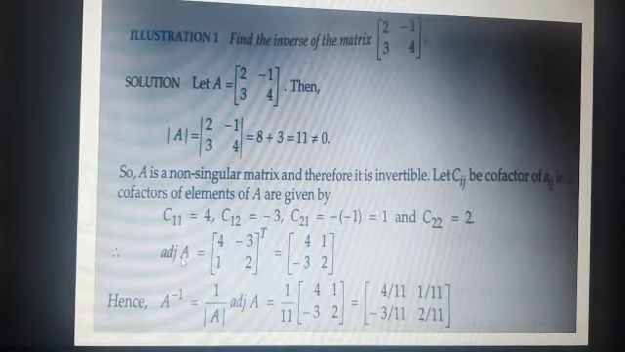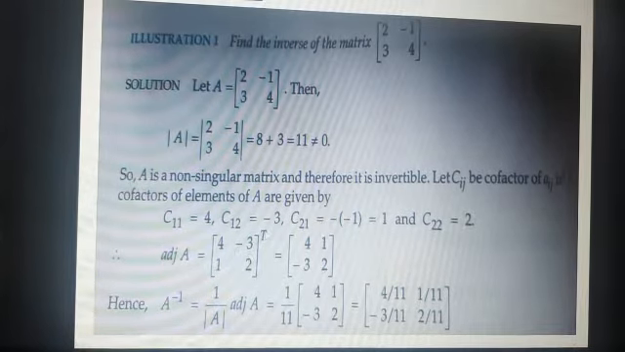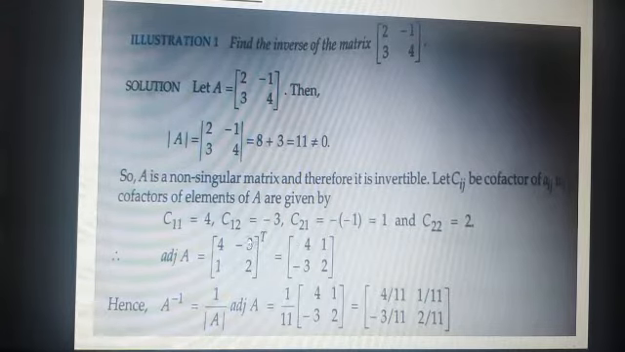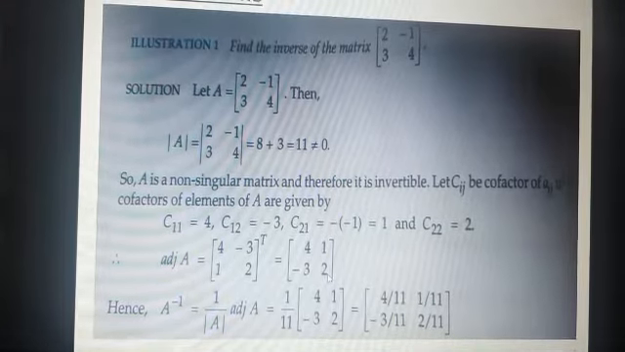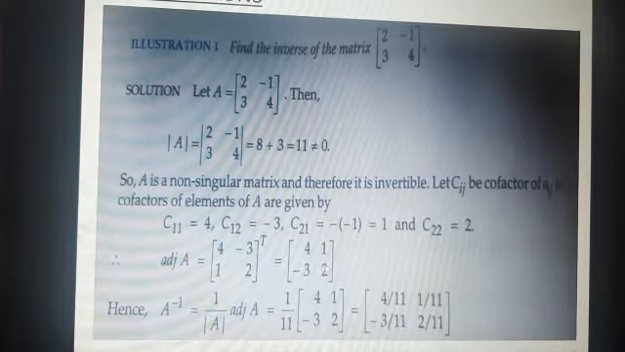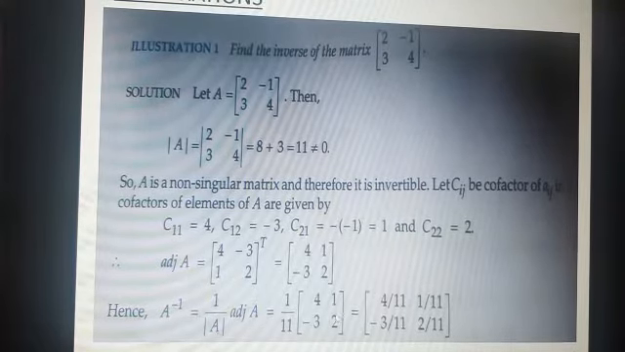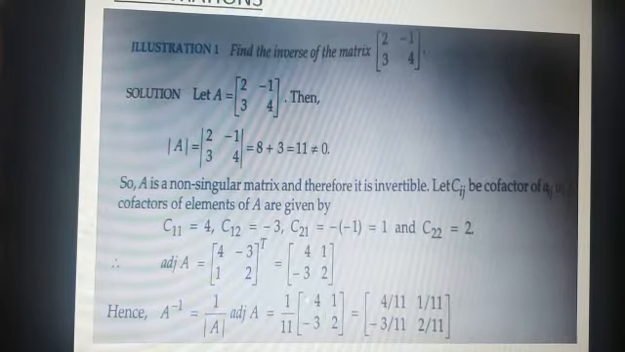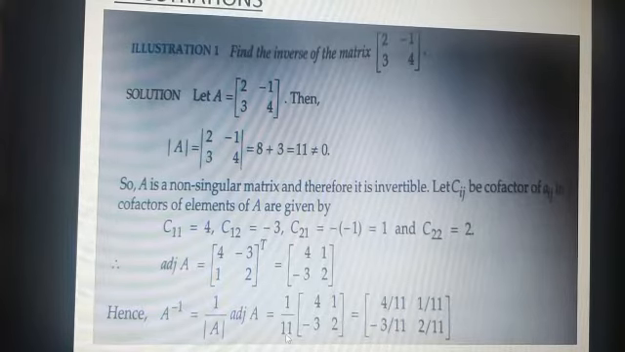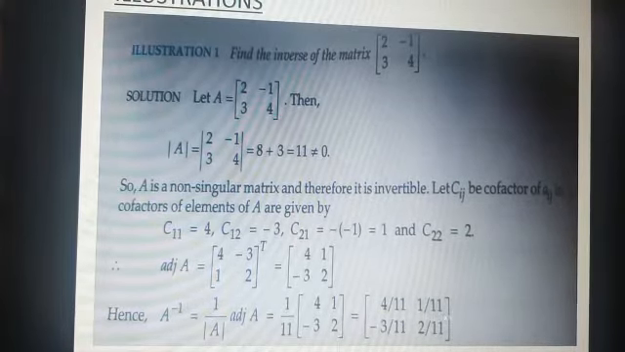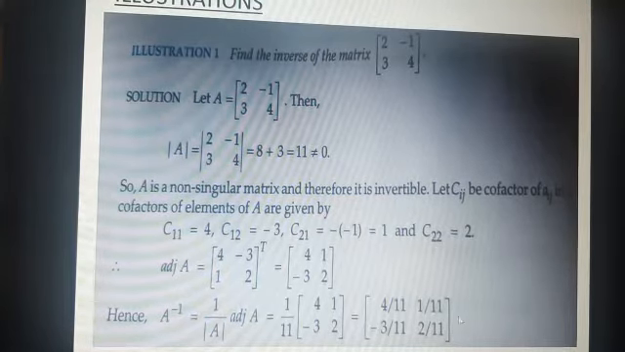To find the adjoint, we already know the adjoint of A is Cij transpose. So we have to take the transpose of the cofactors. It will become 4, minus 3 in the first column and 1, 2 in the second column. So this is the transpose and this is the adjoint of A. Now, to find the inverse, we write the adjoint of A and then divide it by the determinant of A. Determinant of A we have already found, it is equal to 11. So divide this adjoint of A by 11, that is, dividing all the elements by 11, you will get A inverse. This is A inverse.